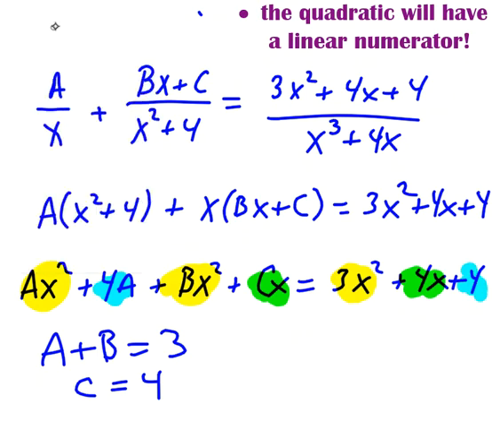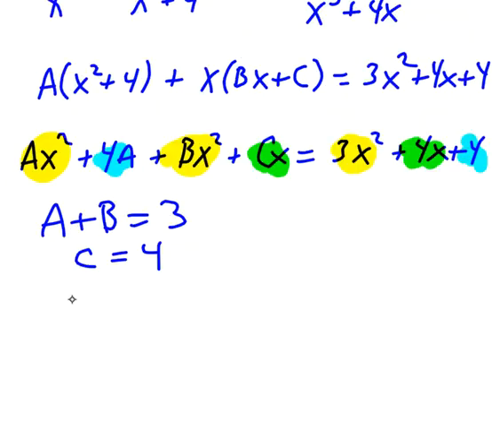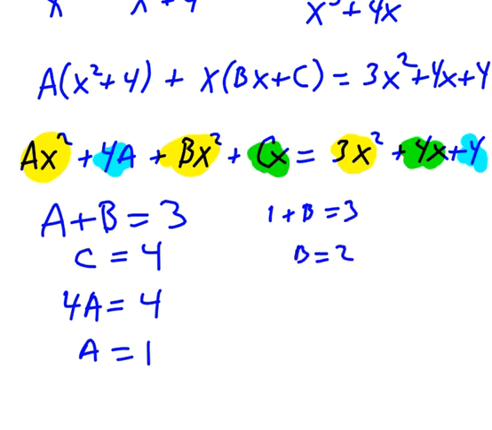So from that, I can write the equation 4A is equal to 4. So we solve that one for A is 1. Then 1 plus B has to be 3, therefore B is 2. And now I can write my partial fraction. 1 over x plus (2x plus 4) over the quantity x squared plus 4.